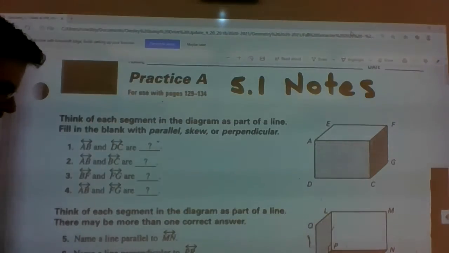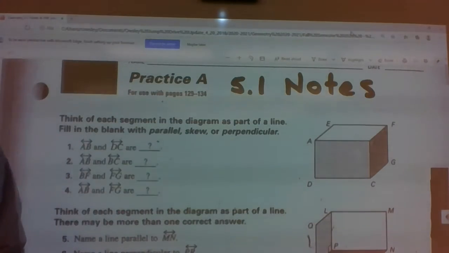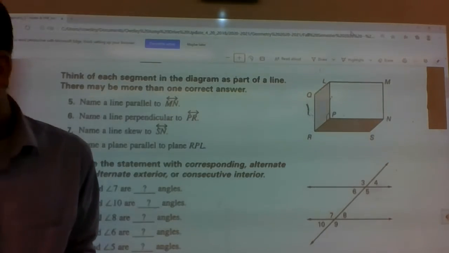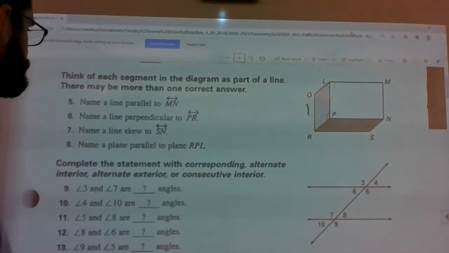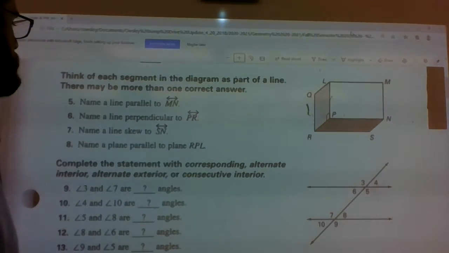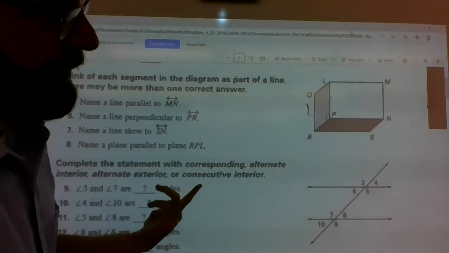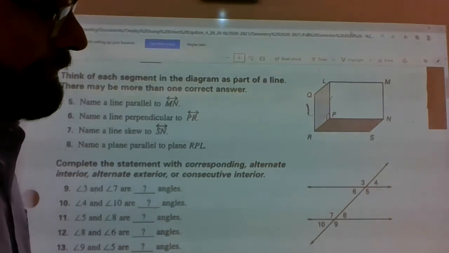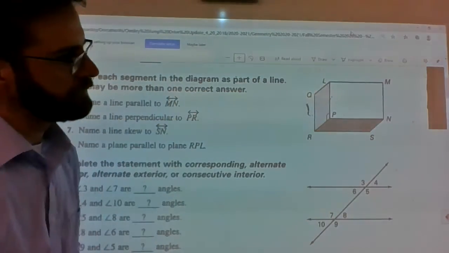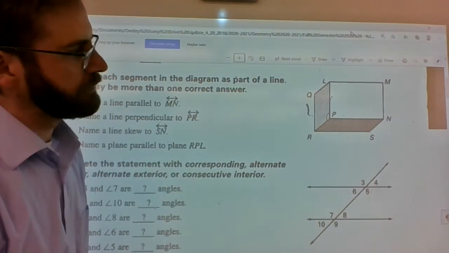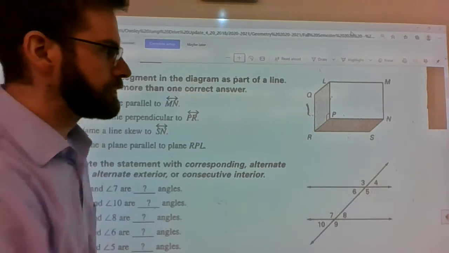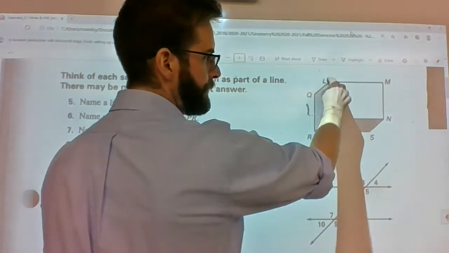So we know what perpendicular, parallel, and skew mean now. This one's a little more freeform. They're just asking you to give one example of each of these. So name a line parallel to MN. So parallel to MN just needs to be on this plane right here, which doesn't intersect with it. So MN would be parallel to LP.